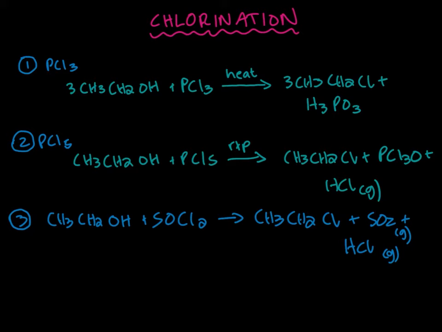Now we're going to be moving on to the chlorination of alcohols, and in this case you have three reagents. So the first one is going to be PCl3. In this case, you are going to get an alkyl halide, and you're also going to get phosphorous acid.